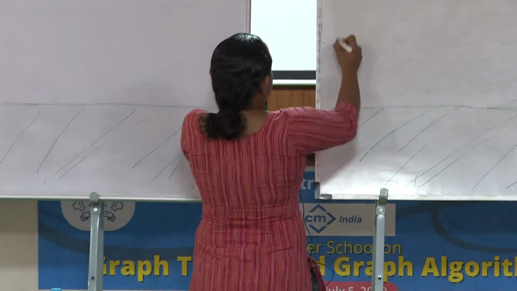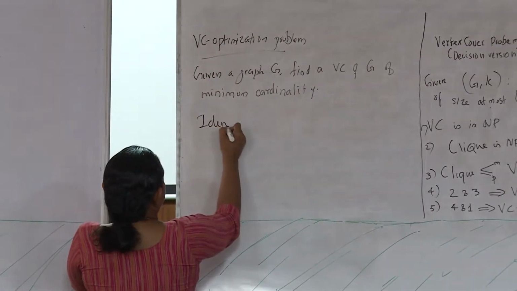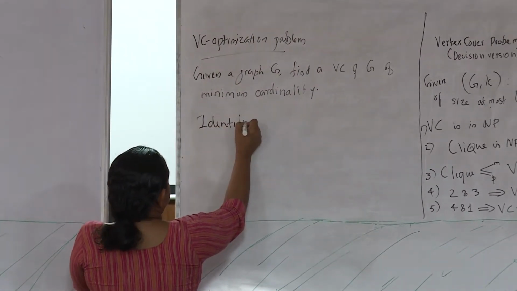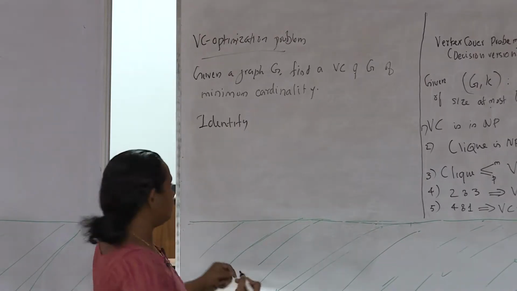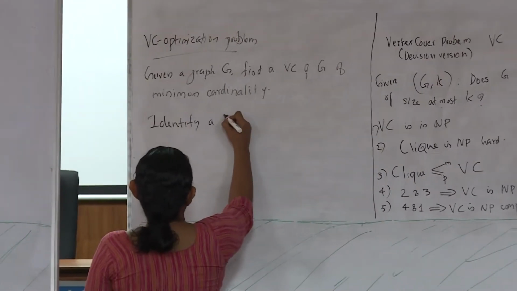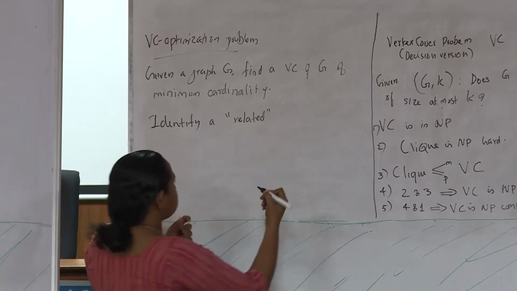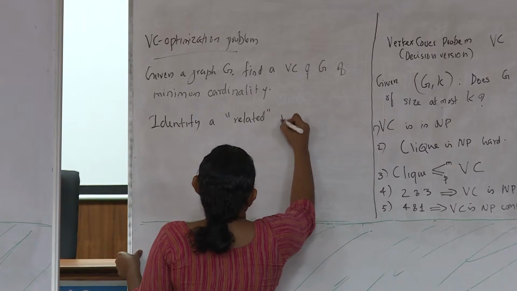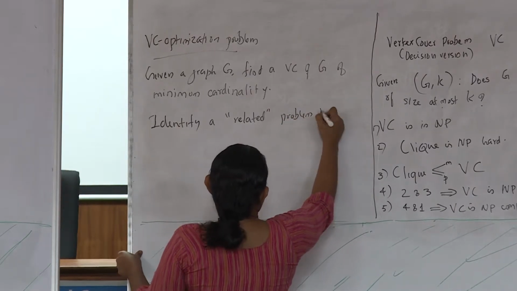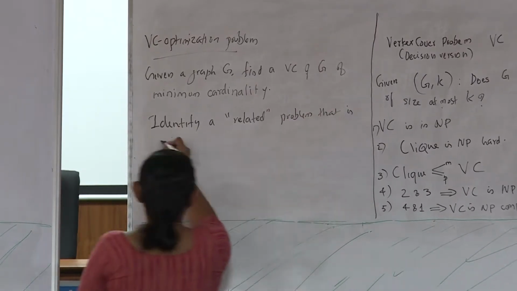So this is one method of finding an approximate solution. Identify a related, I mean close by, problem that is solvable in polynomial time.